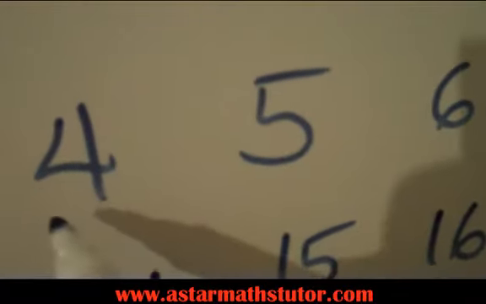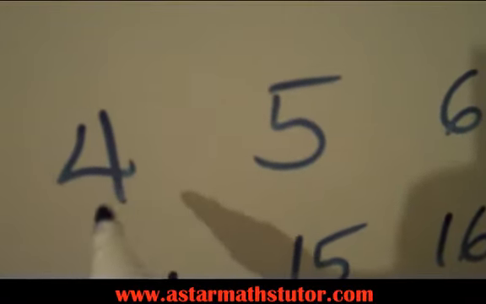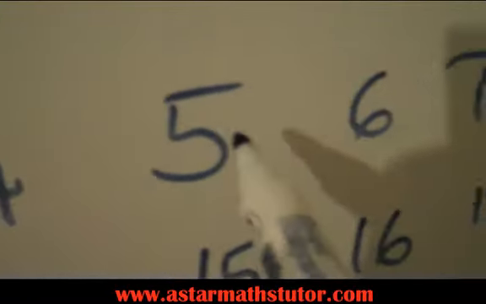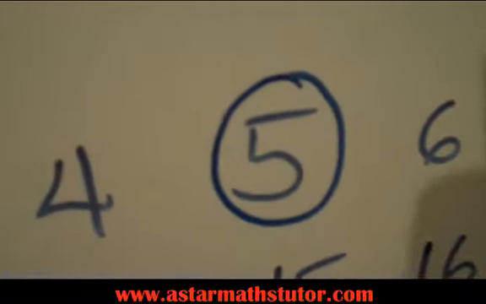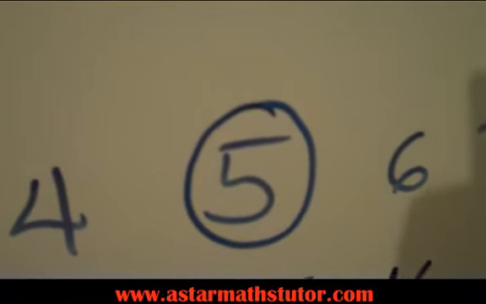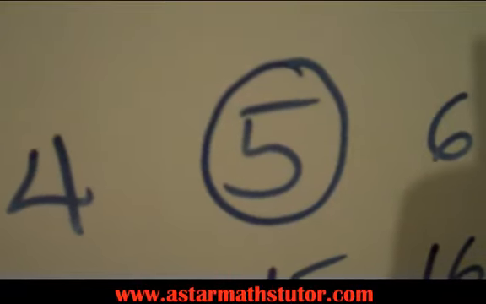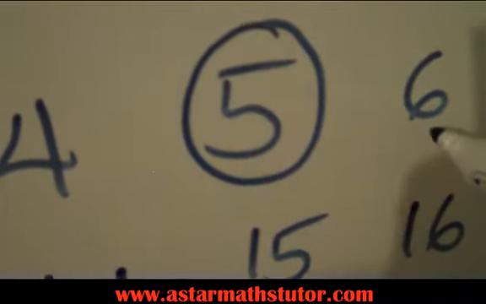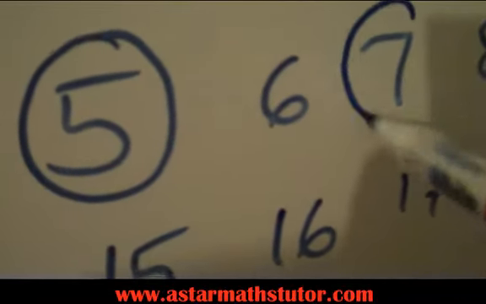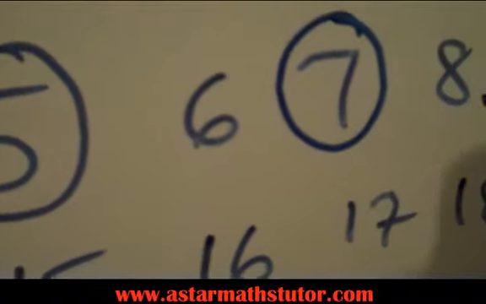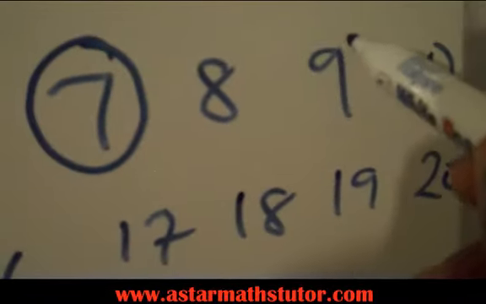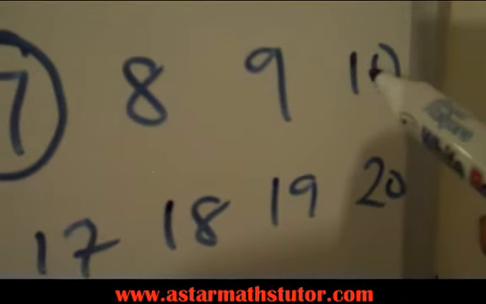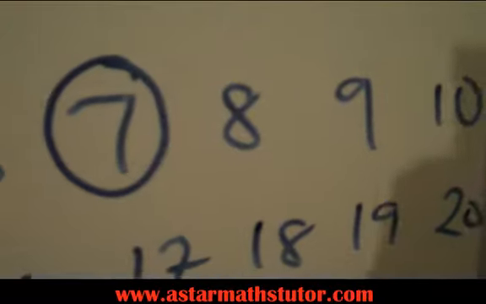4 is not a prime number because 4 can be divided by 2, and that will give 2. 5 is a prime number because 5 can only be divided by 5 without giving any remainder, or by 1. 5 divided by 5 is 1, and 5 divided by 2 will always give a remainder. The next one, 6, is not a prime number, 7 is a prime number, 8 is not a prime number because it can be divided by 2 as well. 9 is not a prime number because it can be divided by 3. 10 is not a prime number because it can be divided by 2 and 5.